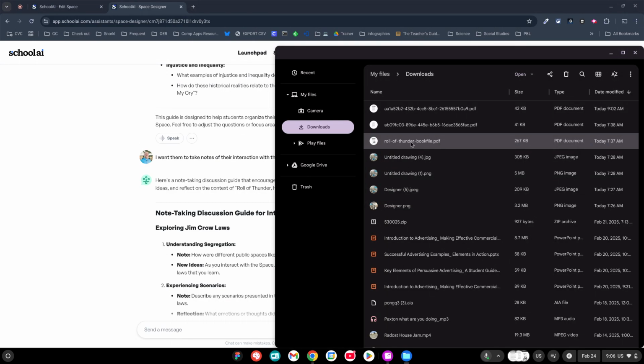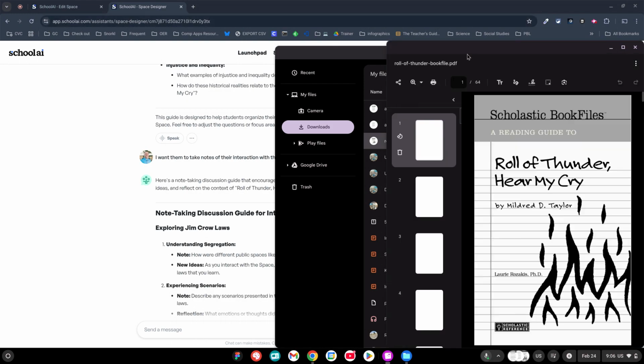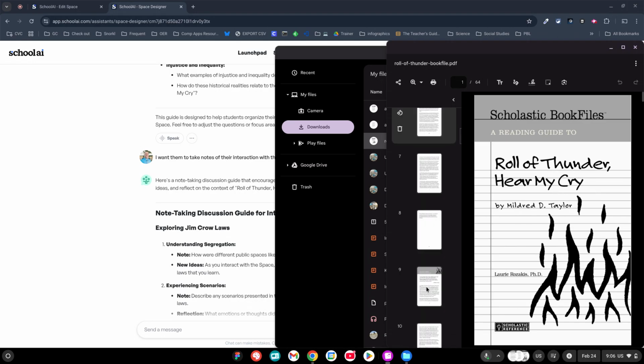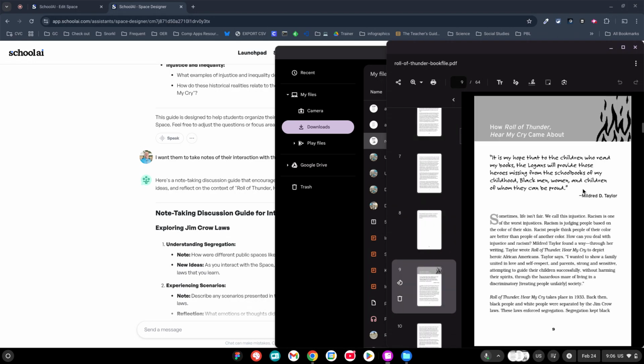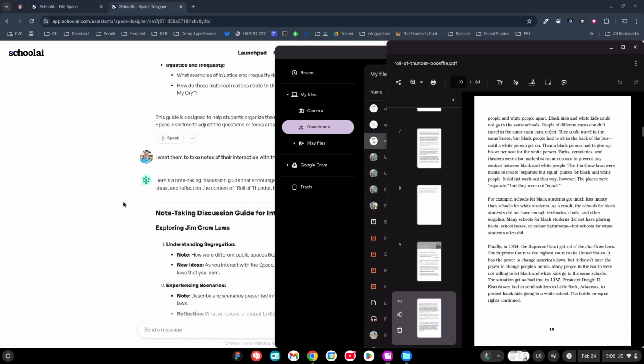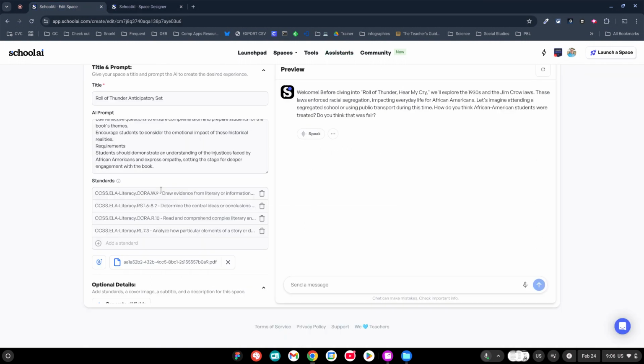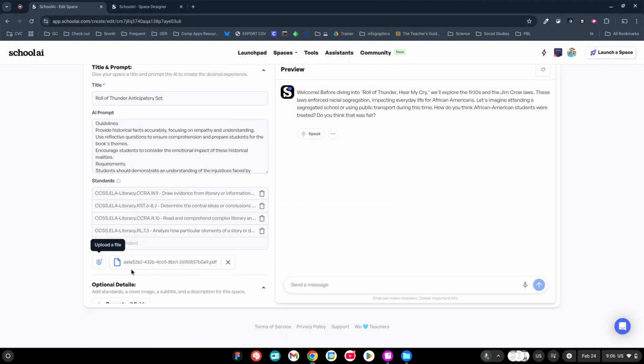So first, I've taken this file right here. This is from Scholastic, and I wanted them to focus in on these pages, just kind of getting the background of how Mildred D. Taylor wrote this book. And so it kind of talks about some of the context right there. And so I've put that into my space as well.